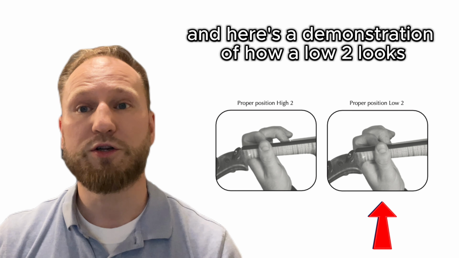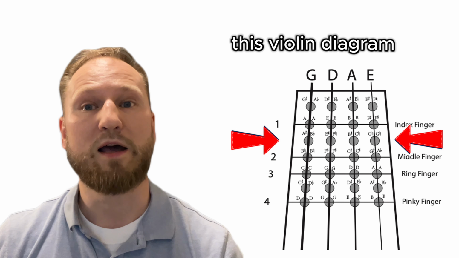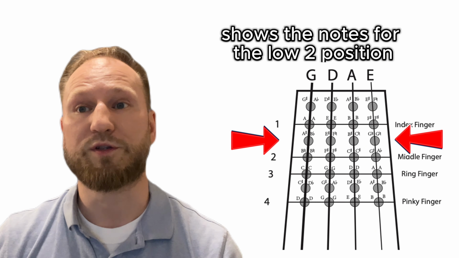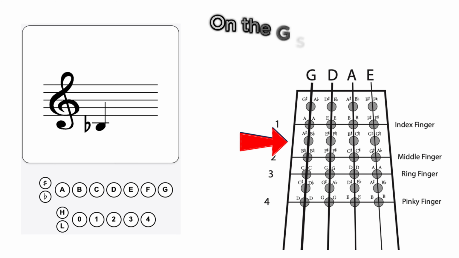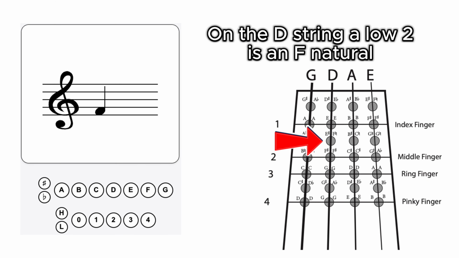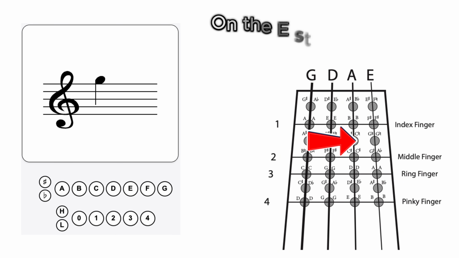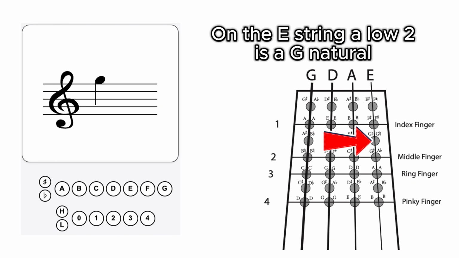And here's a demonstration of how a low 2 looks when holding the violin in its proper position. This violin diagram shows the notes for the low 2 position across all four strings. On the G string, a low 2 is a B flat. On the D string, a low 2 is an F natural. On the A string, a low 2 is a C natural. And on the E string, a low 2 is a G natural.